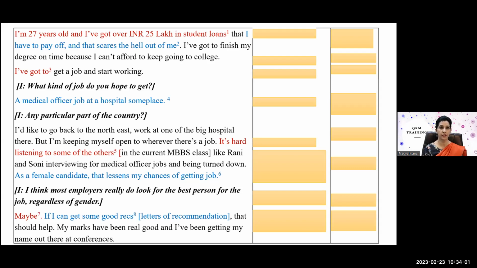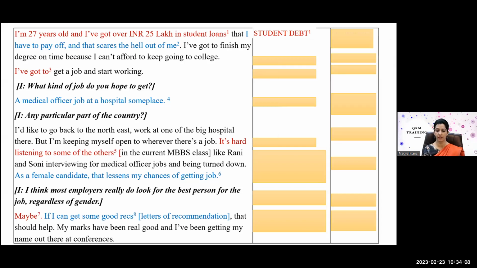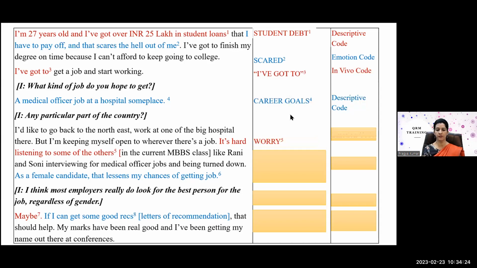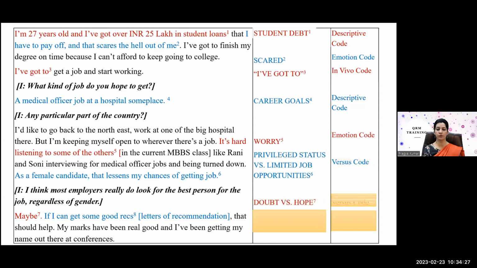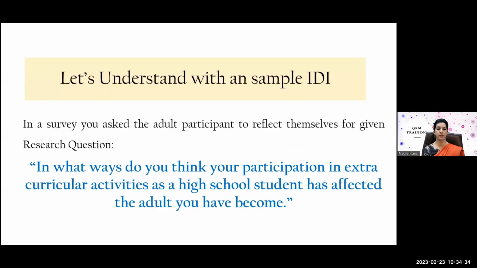Coming to this, I'll quickly go through it because we have discussed all these things in the previous session. Here you can see that I have written, I am a 27-year-old and I have to pay off, and that scares the hell out of me. So I have marked this scared, which is an emotional code. In the first cycle, I have used versus codes, emotion codes, and then descriptive codes. Again, we learned what a code mapping is.